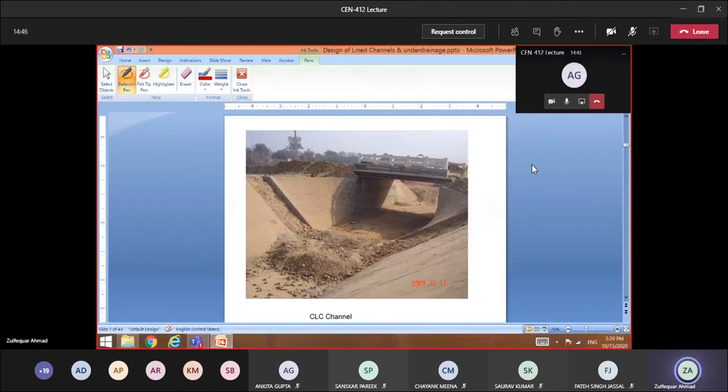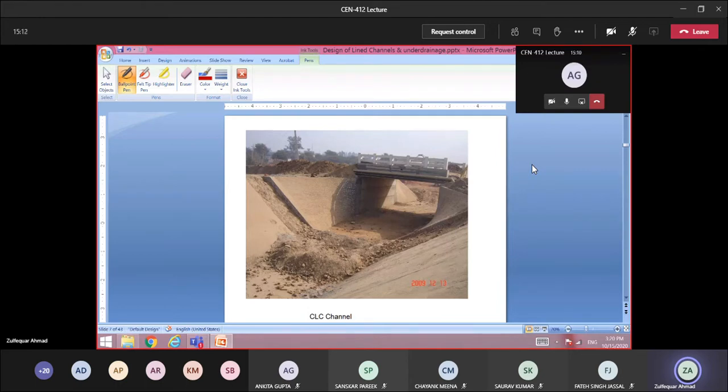Now, what happens in the canals? There may be breezes there. And once we are putting the bridge, there is always an intention to reduce the width of the canal, so that the length of the bridge will be less and that will be economical.